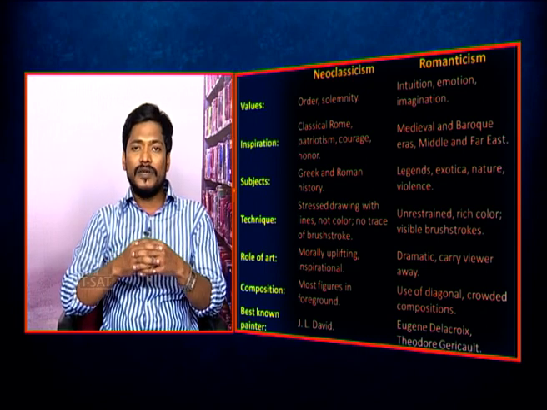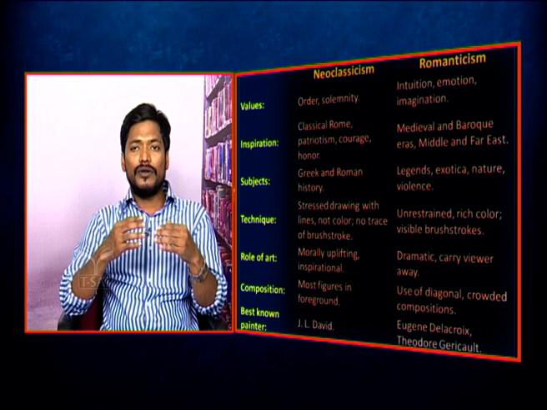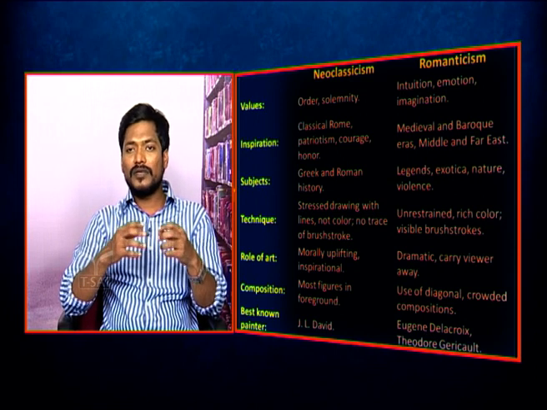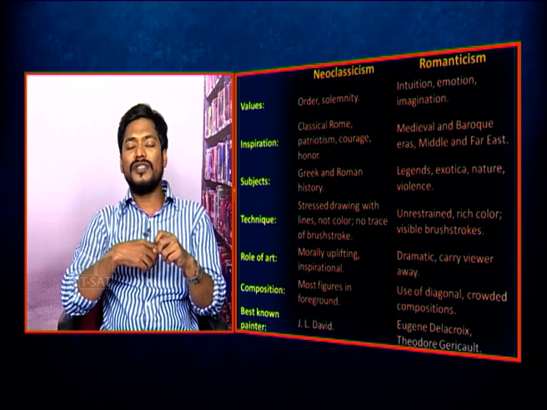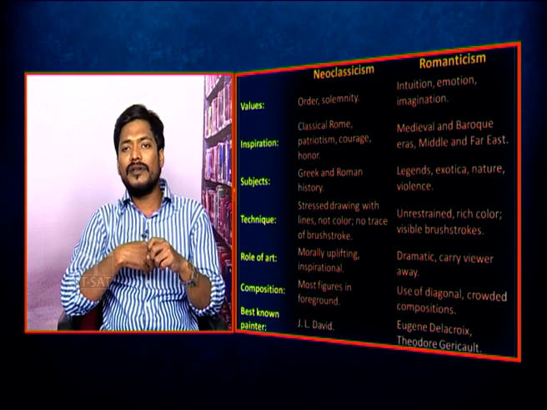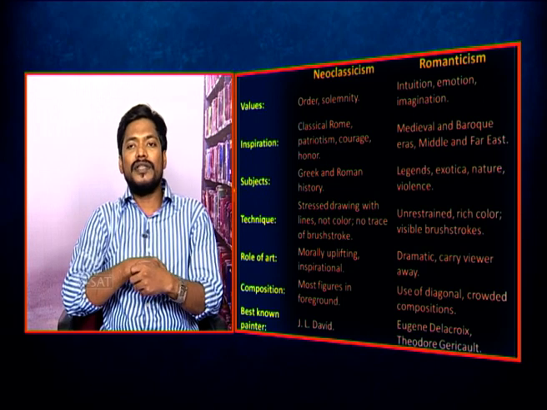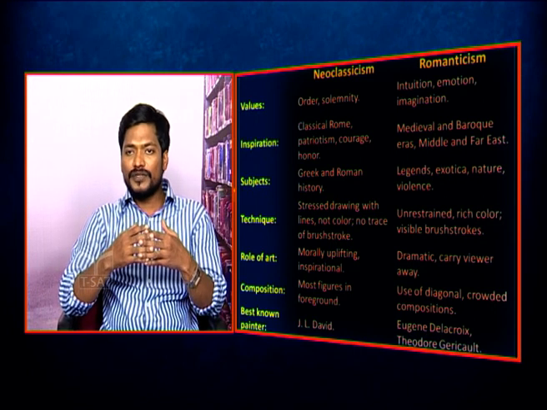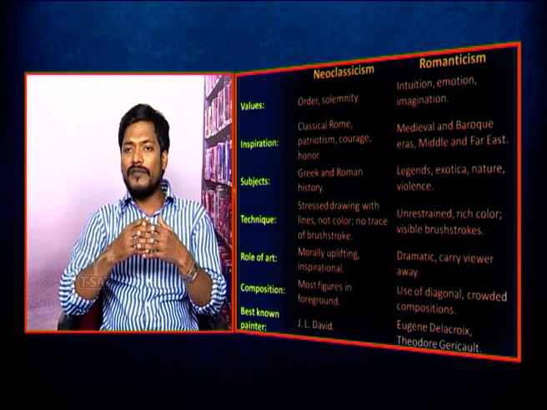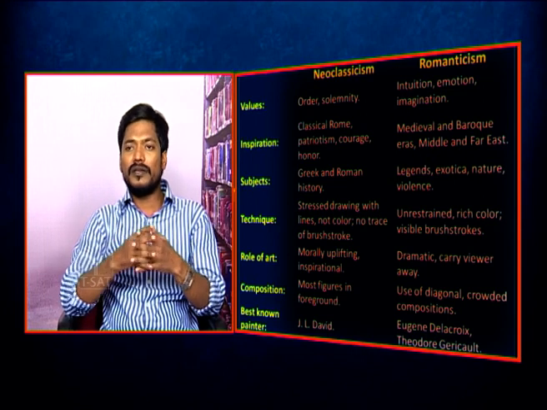So what is the technique? In Neoclassicism, the stress was on drawing with lines, not color, with no trace of brush strokes. When it comes to Romanticism, it is unrestrained; artists painted very freely. The color was very rich and the brush strokes were very visible, as we can see when we look at Romantic painting.